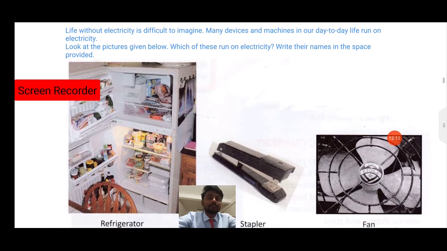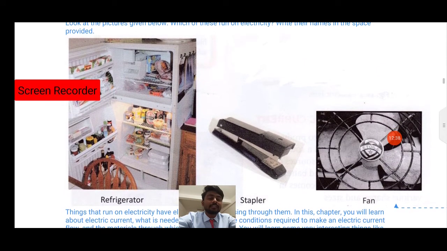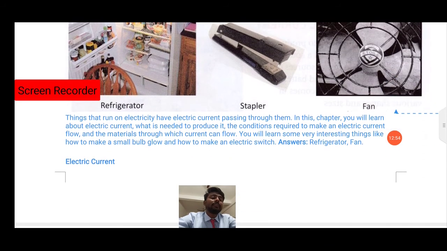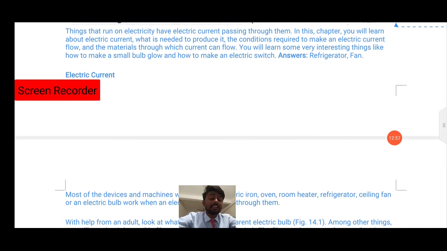Life without electricity is difficult to imagine. Many devices and machines in our day-to-day life run on electricity. Look at the pictures given below. Which of these run on electricity? Write their names in the space provided. You can see the refrigerator, the stapler, and the fan. The refrigerator needs electricity, the fan also needs electricity, but staplers don't need any electricity.